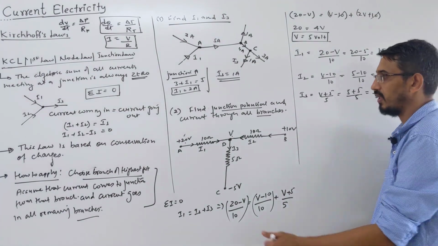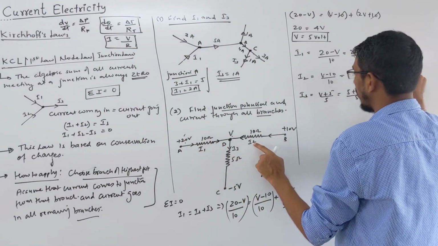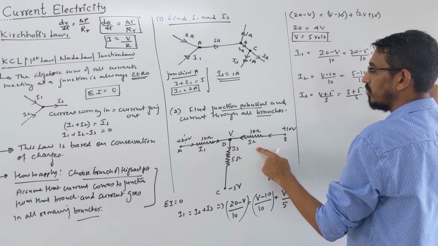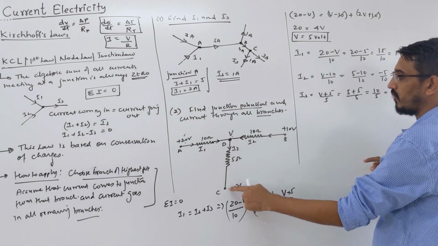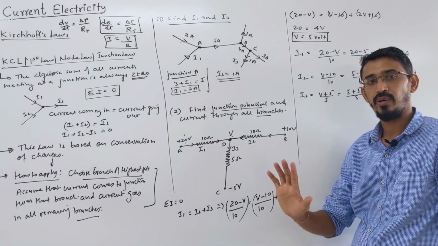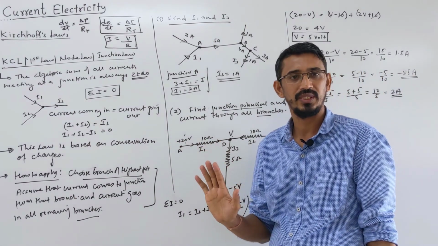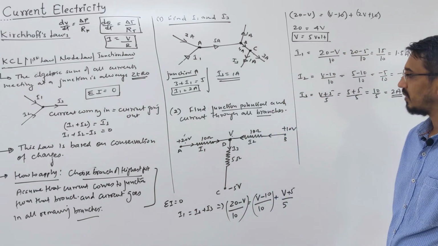Now watch carefully. Current coming from this side, I1, is 1.5, and this current is 0.5. The addition of these becomes 2 ampere. Yes, 2 ampere is flowing through this branch. So this is correct, nothing you have to change. A negative answer for current means the direction of current is opposite, that's all. Calculations are not wrong.